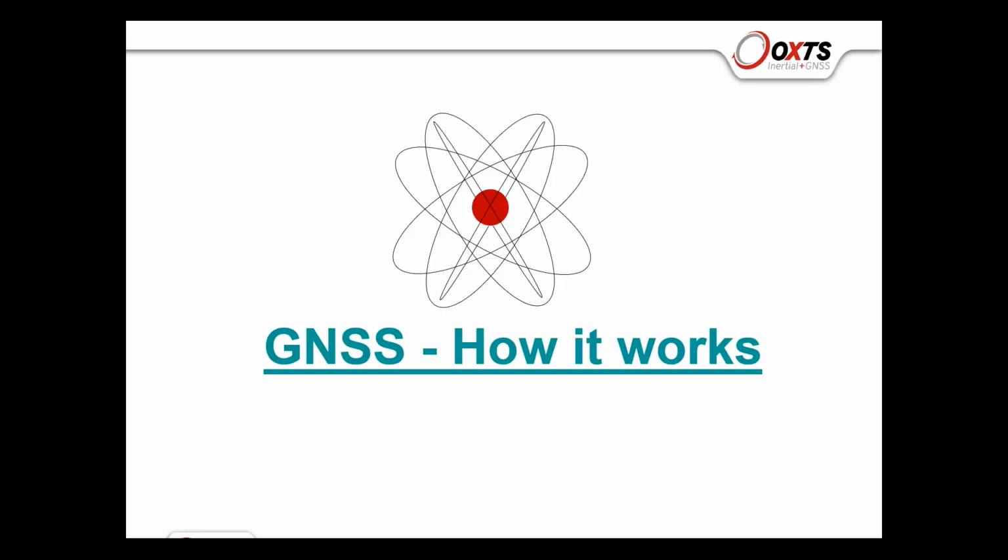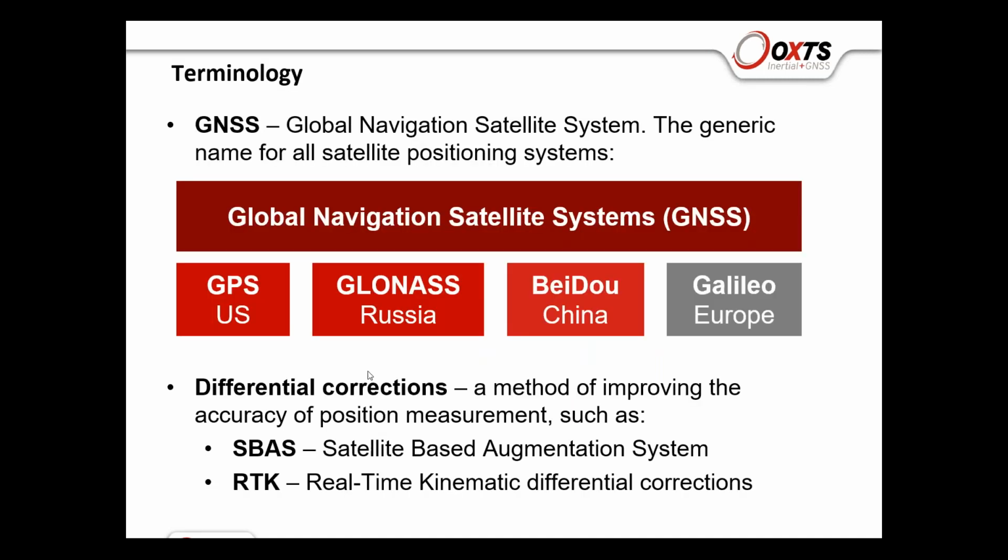We're now going to have a look at GNSS itself and how it actually works. So, first of all, a bit of terminology. GNSS is the overriding term for Global Navigation Satellite System. It comprises 4 systems: GPS, GLONASS, Beidou, and Galileo. GPS is the backbone and the US system, and the ones shown in red are the ones currently supported by OxTS. Differential corrections are a method of improving positional accuracy: SBAS, satellite-based augmentation system, and RTK, real-time kinematic differential corrections.